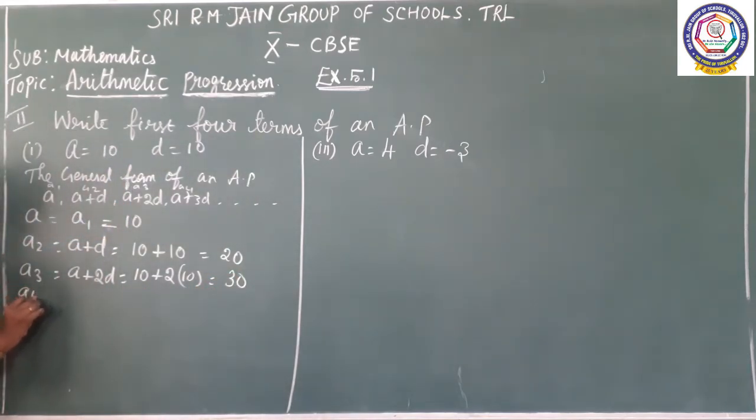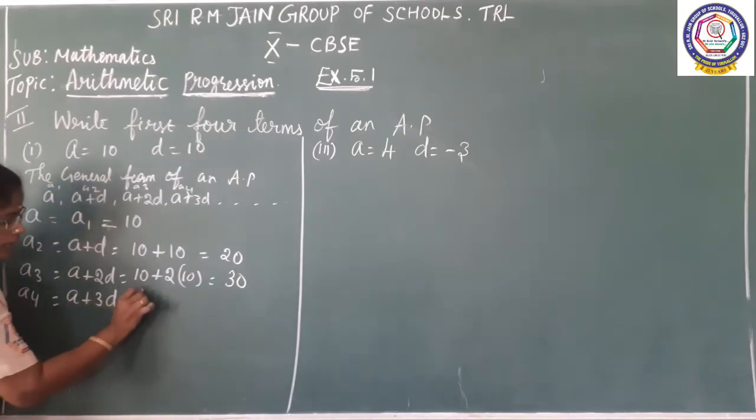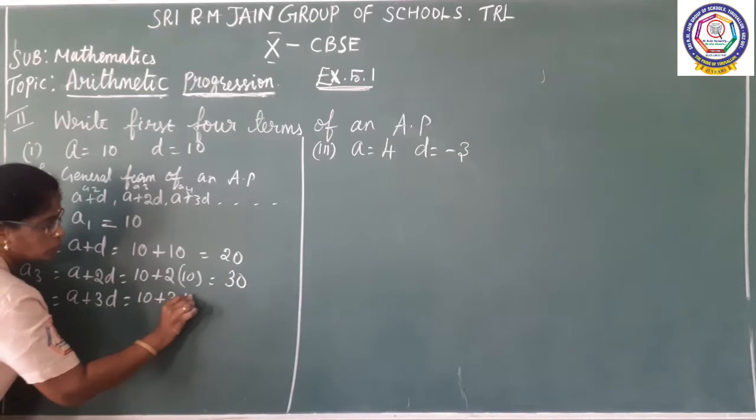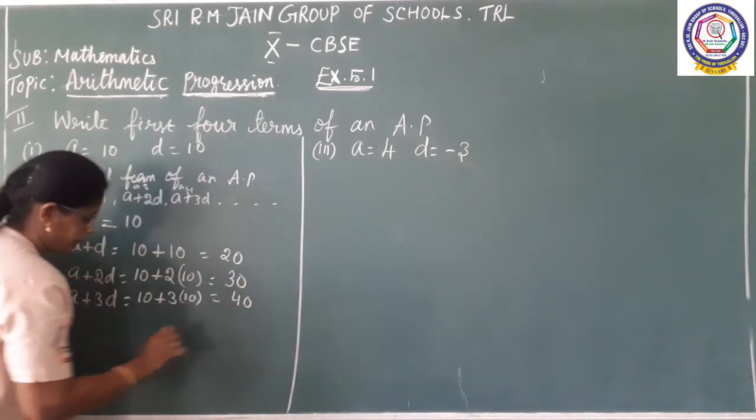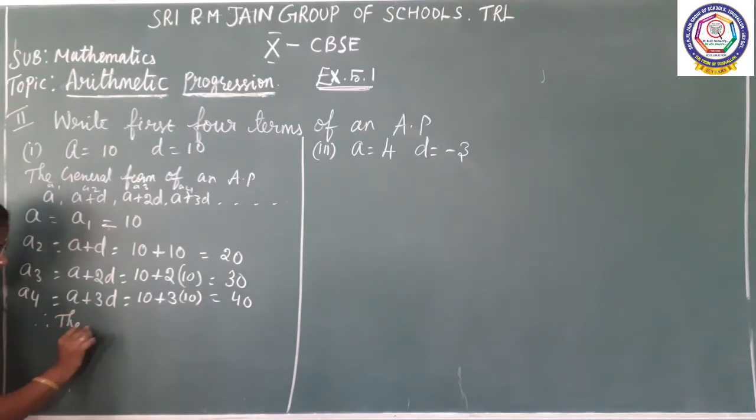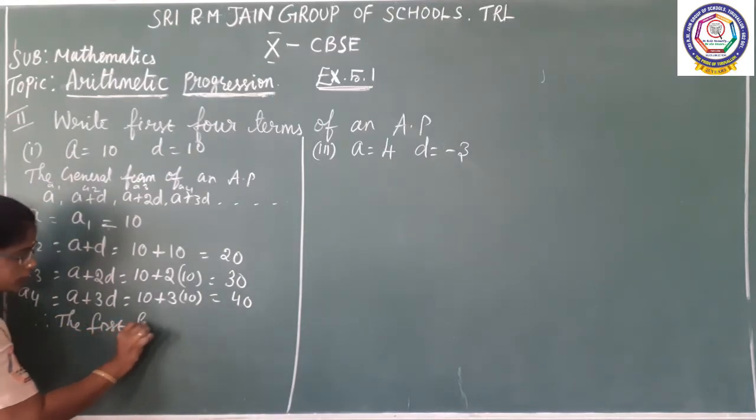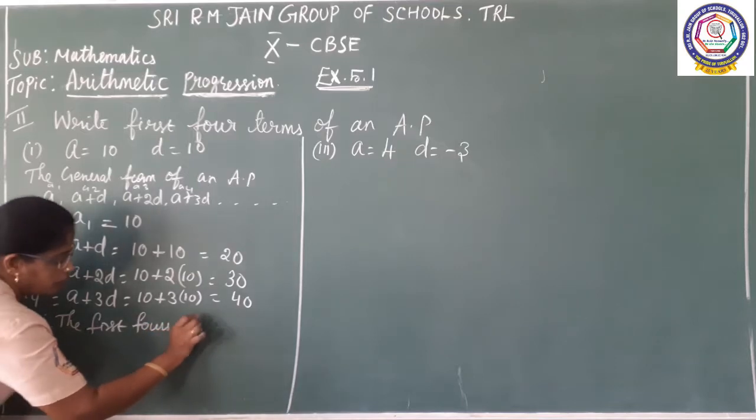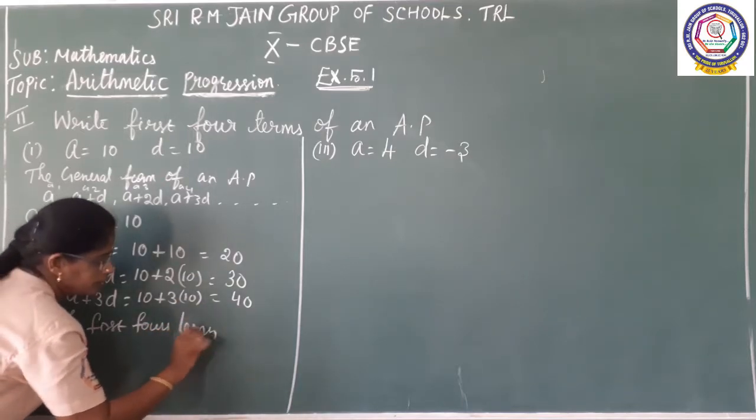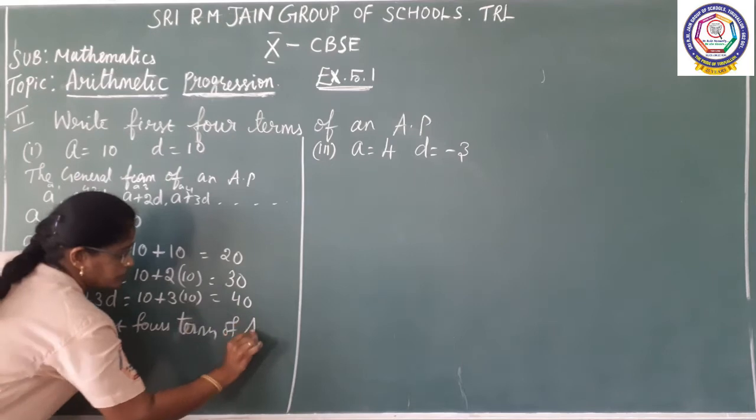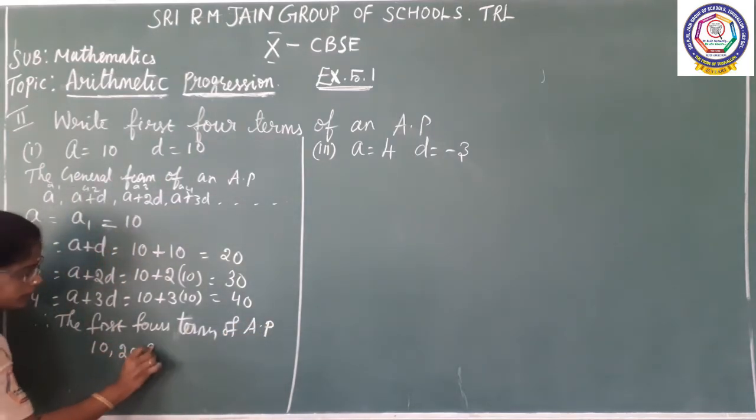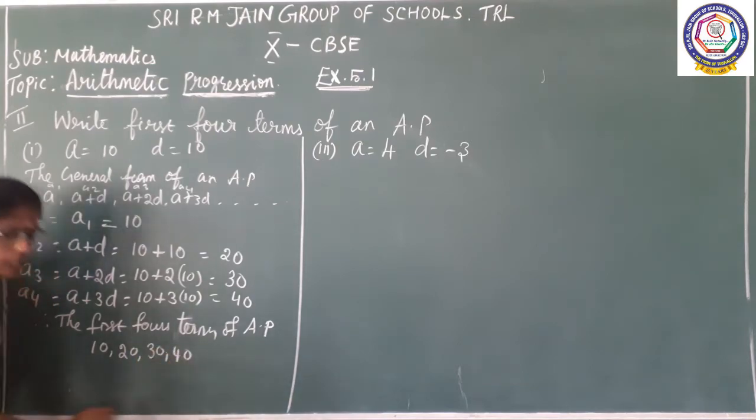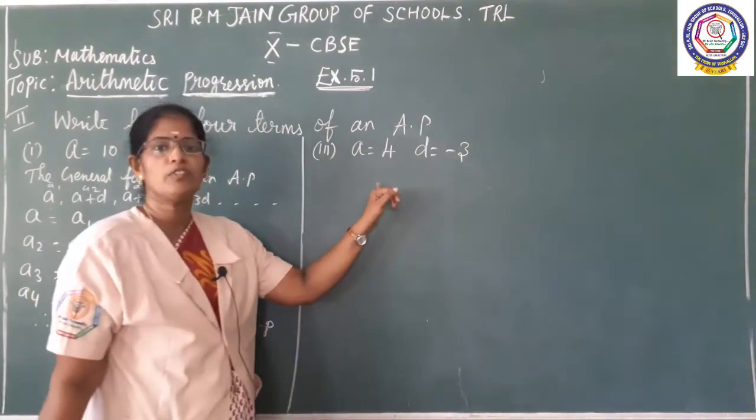Next one, a4. What is a4? How can you write? a plus 3d. a is 10, 3 into 10. 3 10s are 30. 30 plus 10, 40. Therefore, the first 4 terms of an AP: 10, 20, 30, 40.